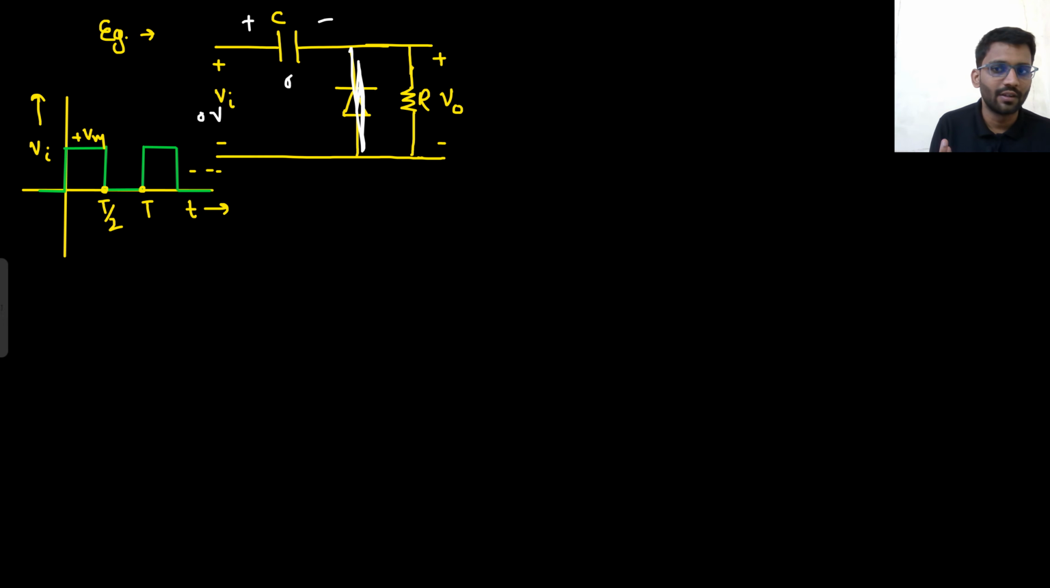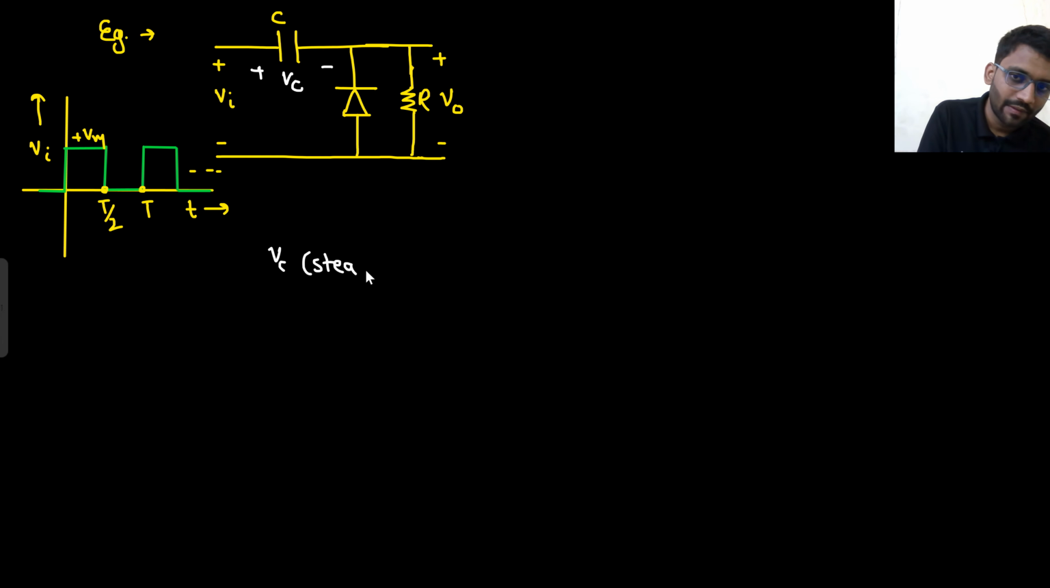So what will be your output? Output will be simply V naught equals Vin. Because let's assume this is Vc. So Vc steady state will be 0 volt only, right? So what will be your V naught? V naught will simply be equal to Vin.